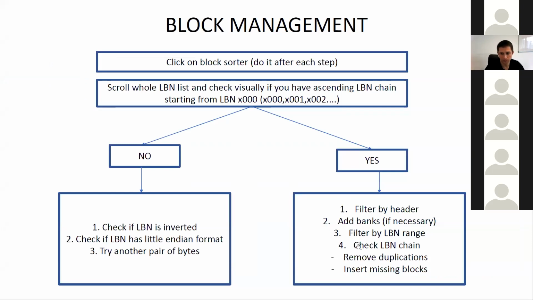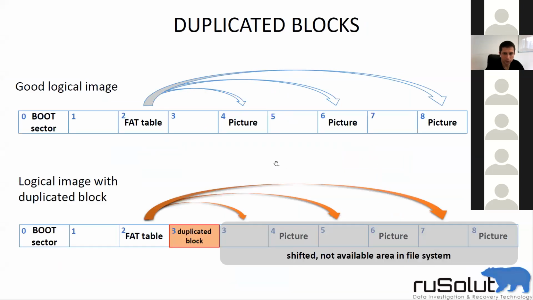We need to do two things here. We need to remove duplications, and we need to insert missing blocks. What does that mean? Remove duplications. Do you remember I showed you that we had 3 blocks with the same LBN, but only one of those blocks had a header, which allowed us to select the good block, and we just leave that block in the markers table, and the other blocks we unchecked.